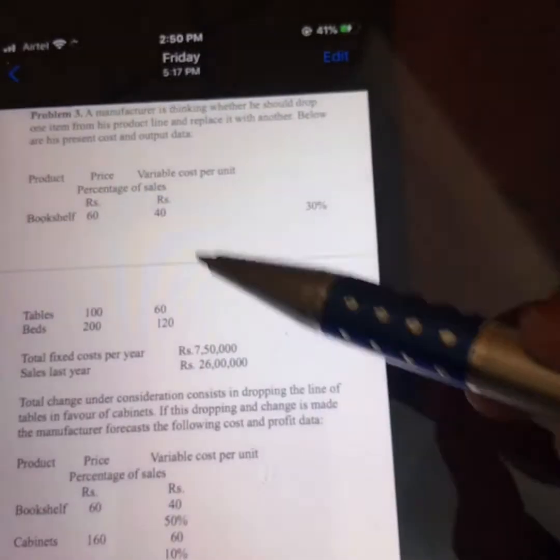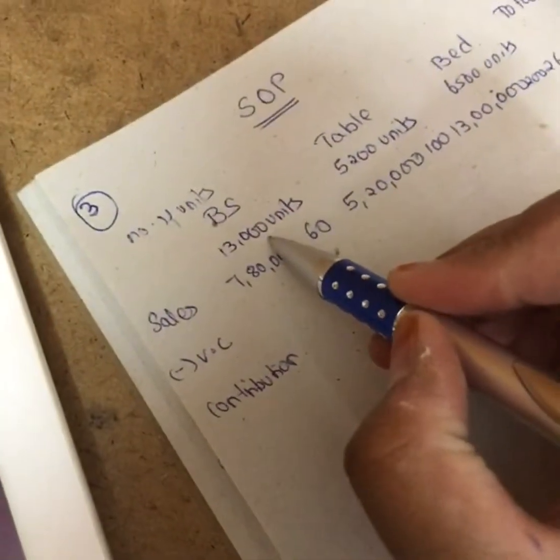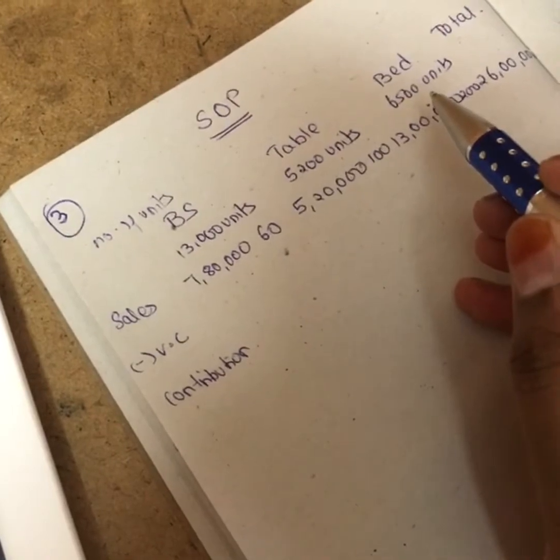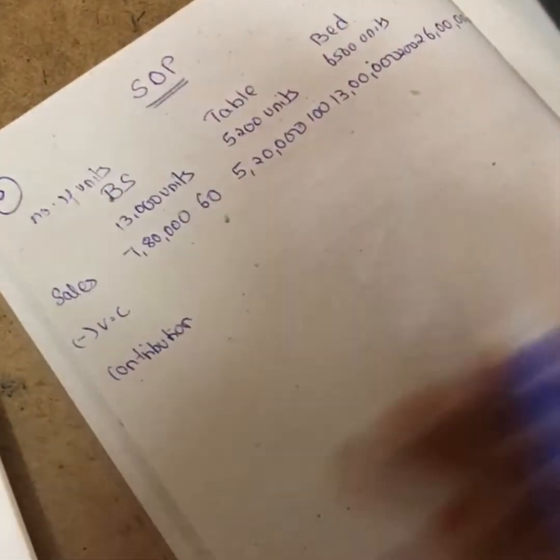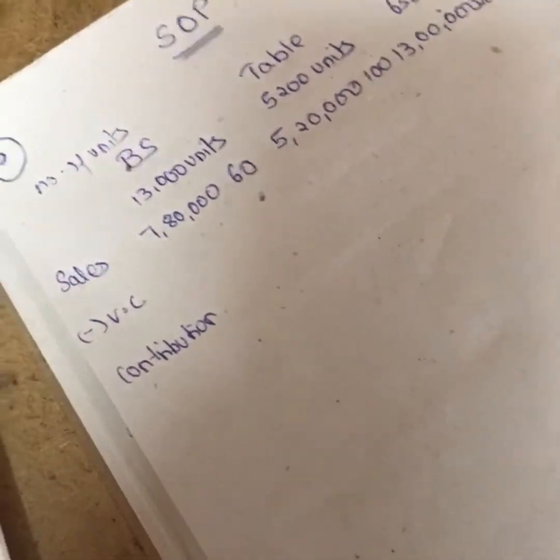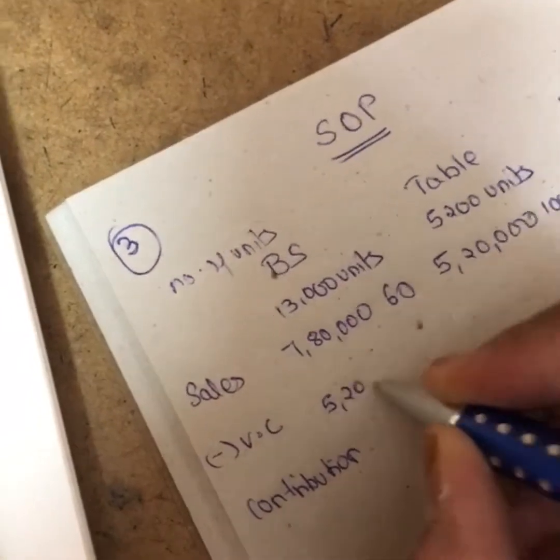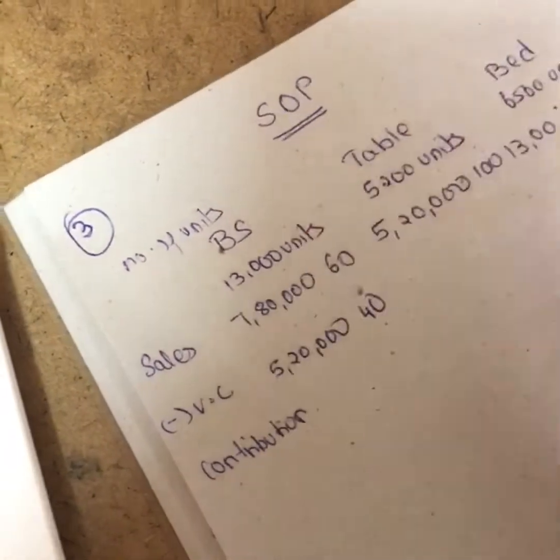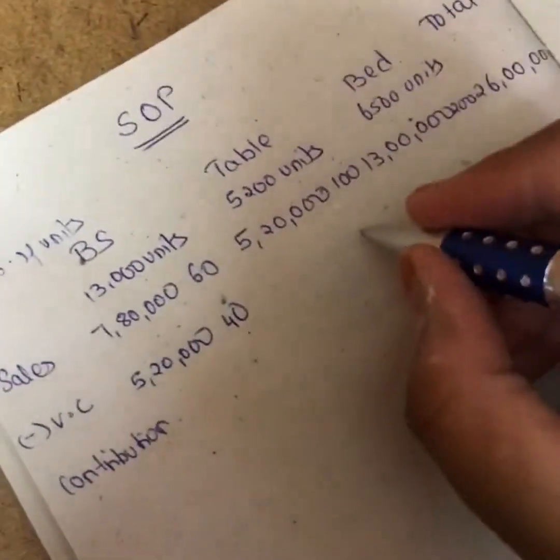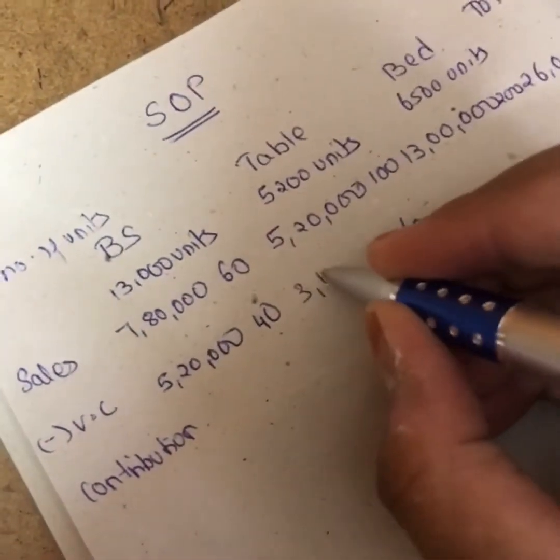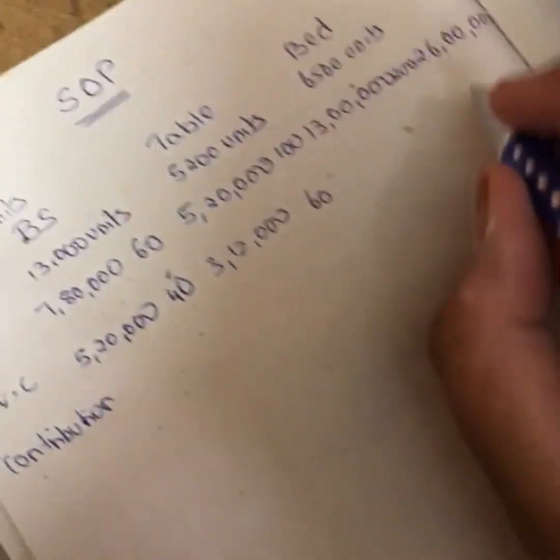See, I have variable cost per unit, I have the number of units. So if I multiply the variable cost per unit, that is 40, 60 and 120, with 13,000, 5,200 and 6,500, I get my variable cost. So the variable cost per unit is 40. So 40 into 13,000, you get 5,20,000. Next one is 60. 60 into 5,200, you get 3,12,000. And the last one is 120.